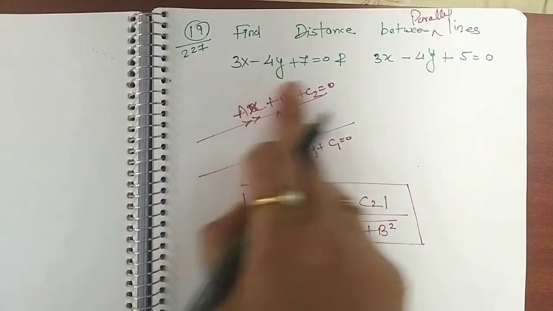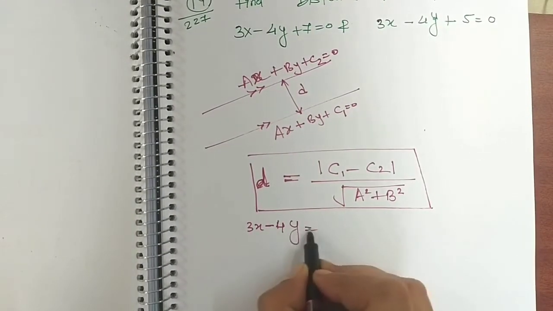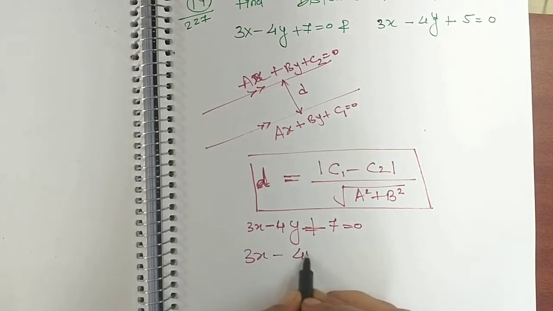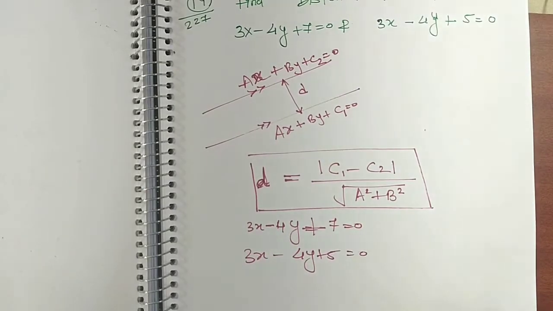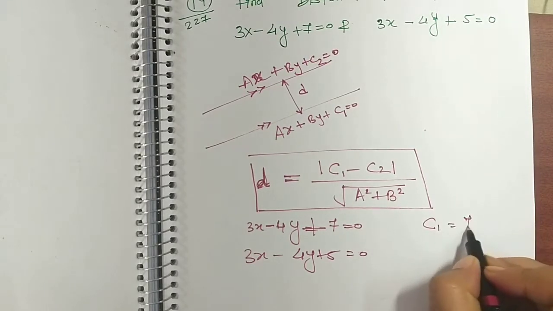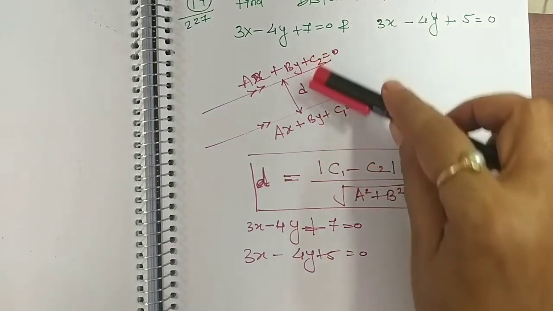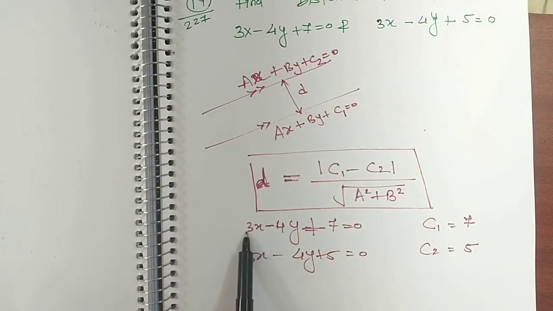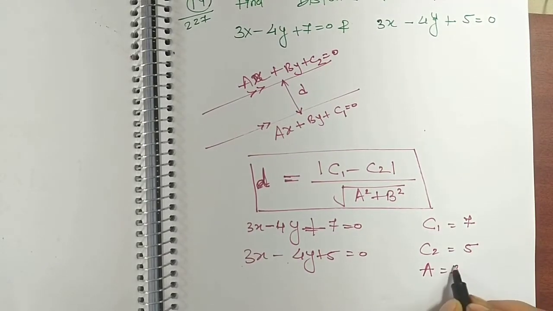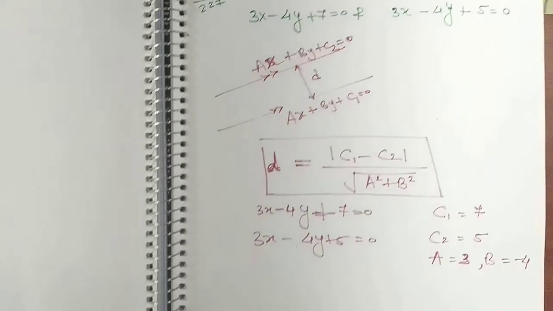So here is the question. Two lines are given. Let me write down. 3x minus 4y plus 7 is 0. Next is 3x minus 4y plus 5 is 0. If I compare this with first and this with second, clearly C1 is 7 and C2 is 5. And A and B are the same in both. This is A, this is B. A is 3 and B is minus 4, and it is the same in both, so I have to write only once.